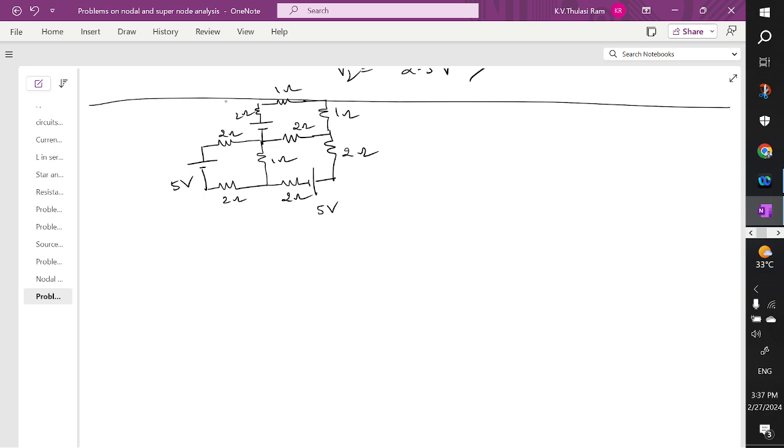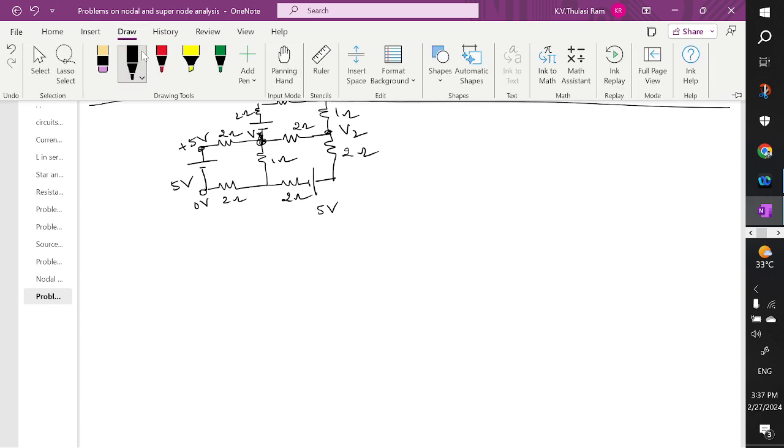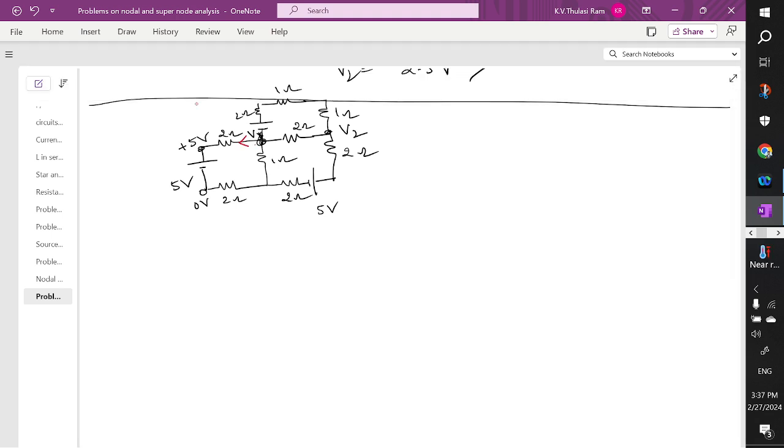So we need to find out, you see here, the voltage at this point is plus 5 volts and 0 volts. Here this is a new node. Let's mark this as some V1, and this has some V2. It's very simple to understand. So now current flows like this. The current flows from high potential to low potential in this branch.